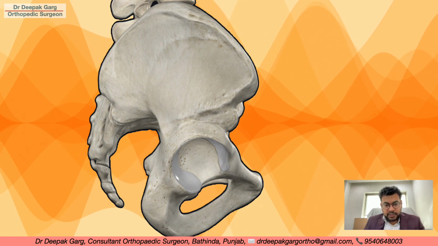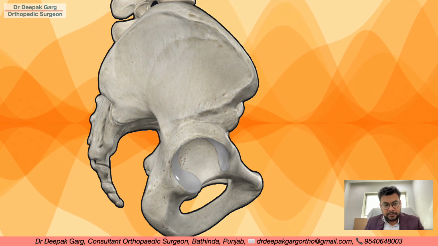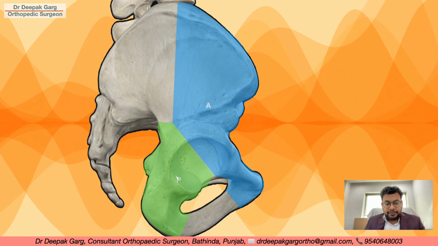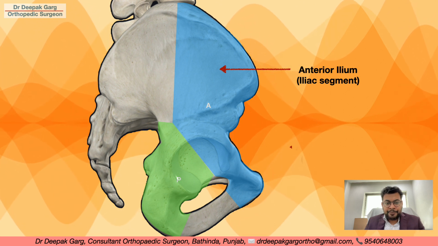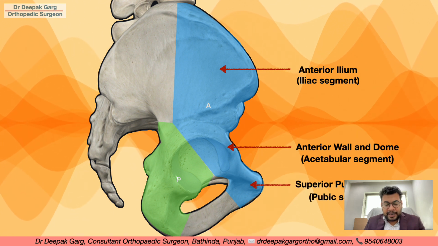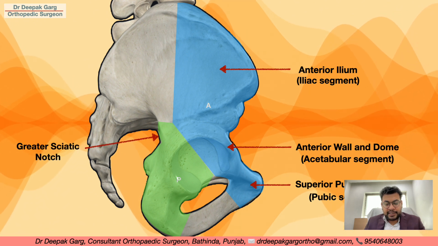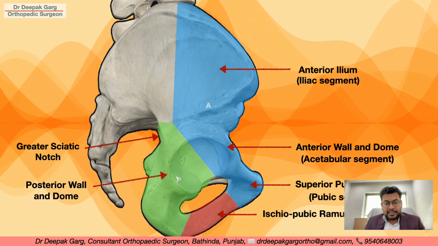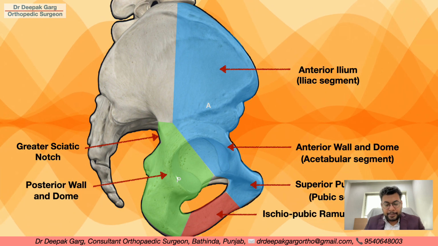So now looking at the column concept of the acetabulum, there are two columns, the anterior column and the posterior column. This represents the anterior column and this is the posterior column. If we look in detail, the anterior column consists of the iliac segment, that is the anterior ilium, the acetabular segment, the anterior wall and dome of the acetabulum, and the pubic segment, that is the superior pubic rami. Similarly, the posterior column starts from the greater sciatic notch and it involves the posterior wall and dome of the acetabulum, and this represents the connection between the anterior and the posterior column, and this is the ischiopubic ramus.